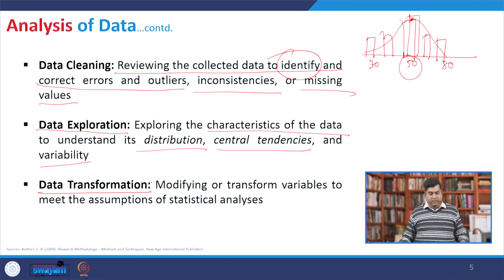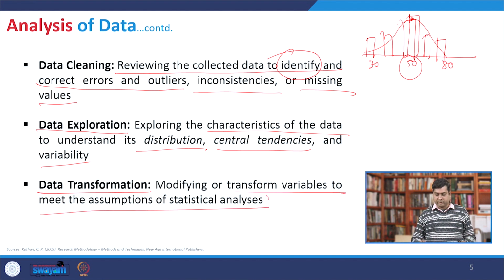Data transformation is the next step, where we modify or transform the variables to meet the assumptions of statistical analysis. This data transformation is required many a time, because when you collect the information, we collect it with certain kind of terminology. Say for example, we are going for a socio-economic survey along with the perception. So, perception survey is very clear that maybe we can just go for a 1 to 5 scale, or maybe we can go for a Likert scale.